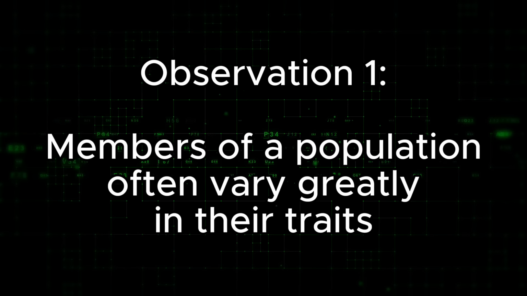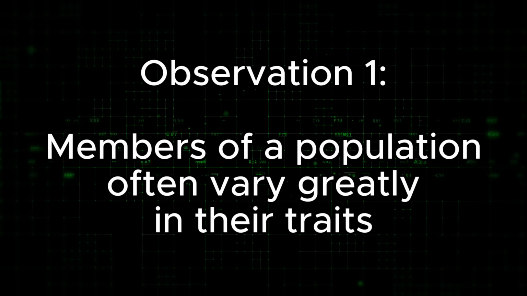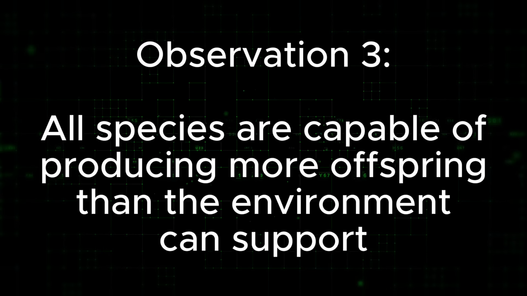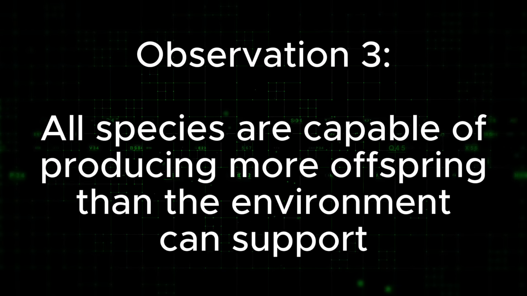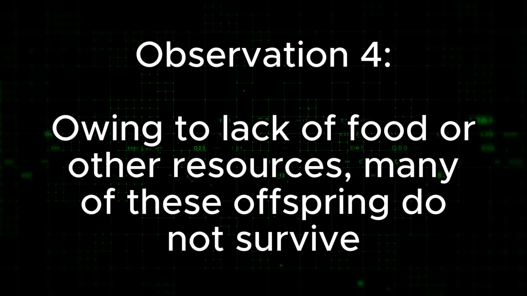So at this point, let's flesh out the details of Darwin's ideas about how, over long periods of time, organisms could change to diverge into multiple species from an ancestral one. Now, Darwin made several observations that will help establish this framework. 1. Members of a population often vary greatly in their traits. 2. Traits are inherited from parents to offspring. 3. All species are capable of producing more offspring than the environment can support. And 4. Owing to lack of food or other resources, many of these offspring do not survive.